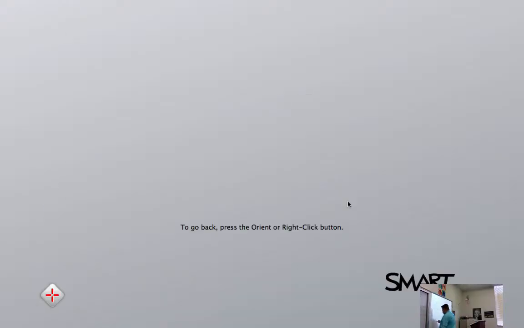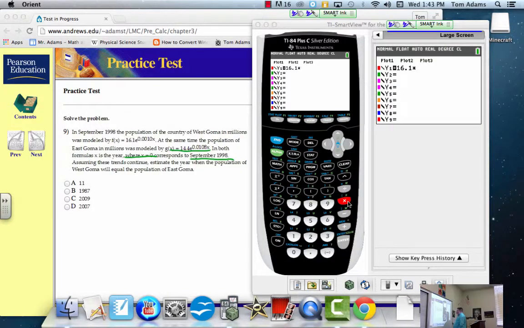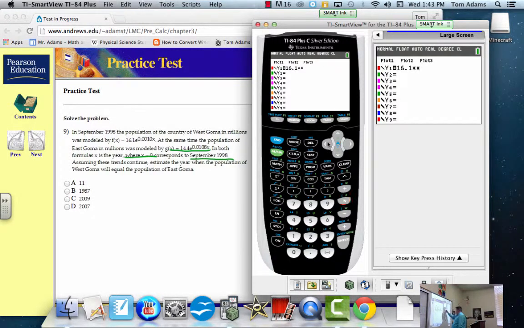I'm not having any luck today with my technology. Times, okay, we got it. Times e raised to the 0.001 times x. That's the first equation. And then the second equation is 14.4 times e raised to the 0.0108 times x.